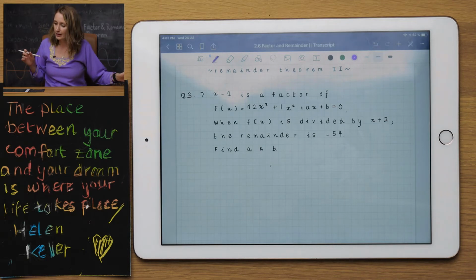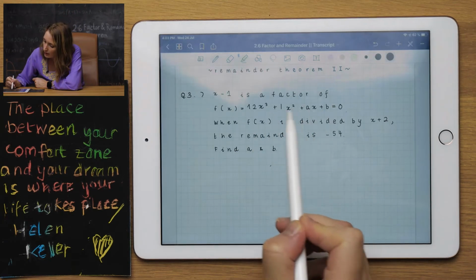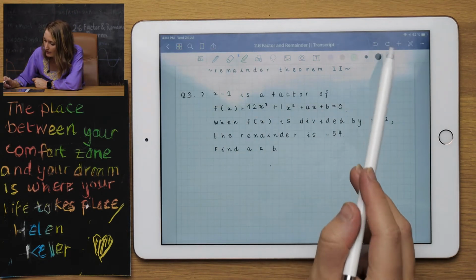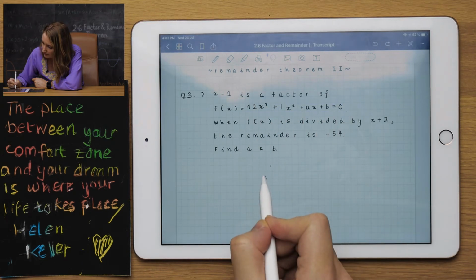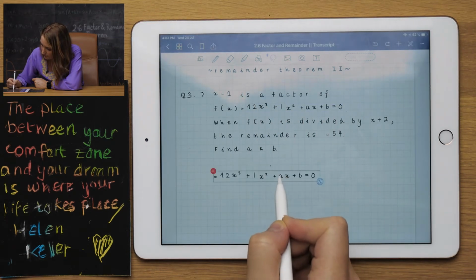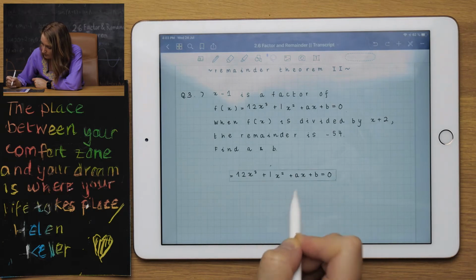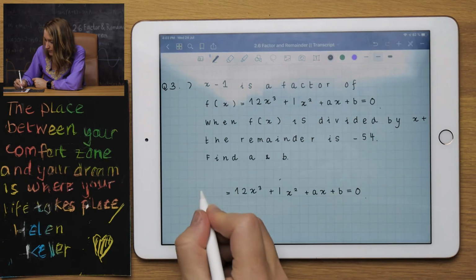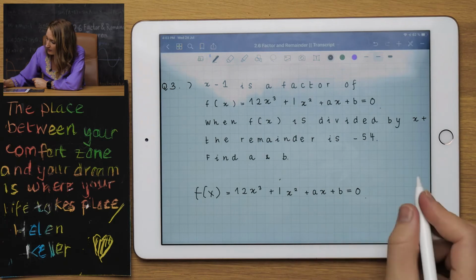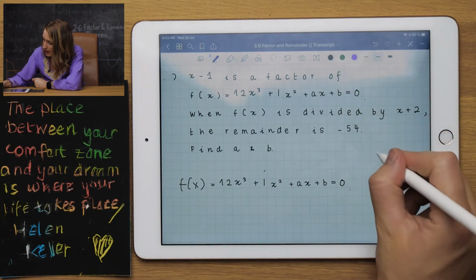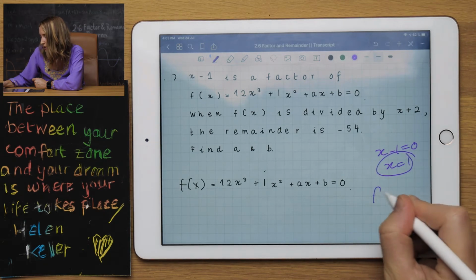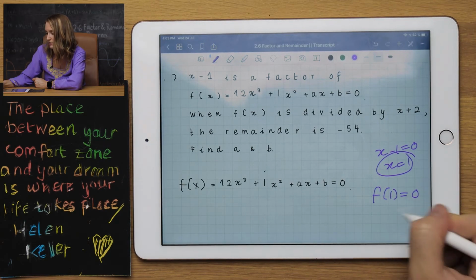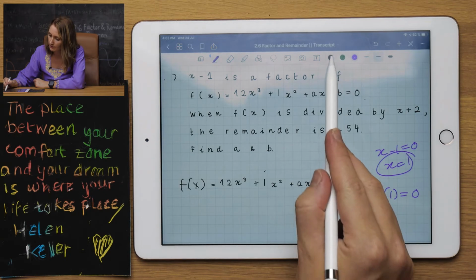Okay, here we go. x minus 1 is a factor of this equation. That means that it will leave a 0 remainder. So we can start here by using the factor theorem with x equals 1, because x minus 1 equals 0, so x would be equal to 1. So we know f of 1 is equal to 0. There's no remainder, it's a perfect factor.